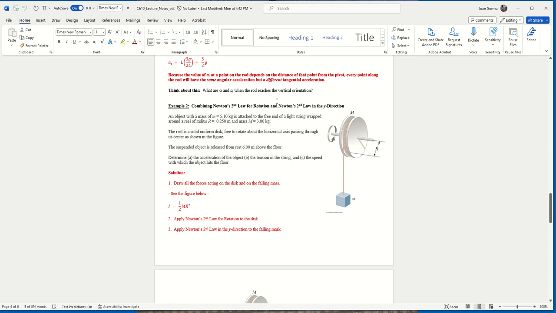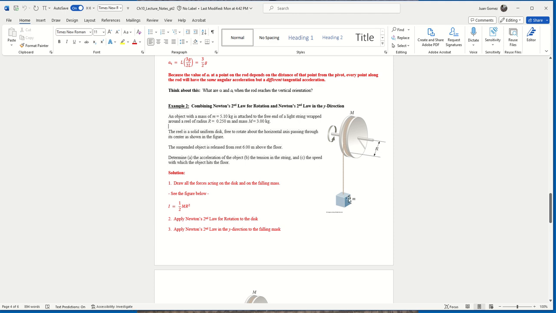Greetings, everybody. This video will hopefully explain how to solve a very common problem from rotational kinematics, where you combine Newton's second law for rotation and Newton's second law in the y direction. And let's look at this example.